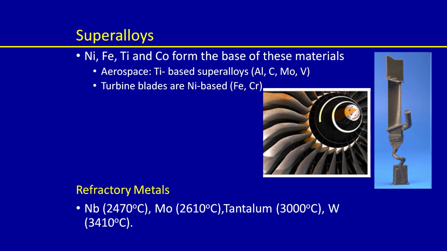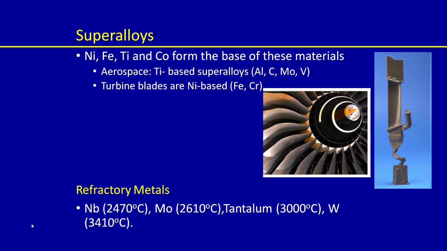Some of the superalloys contain about 14 elements, and they are the ones used as the blades of turbine engines. You can see here these blades of turbine engines are shown, and one is shown on the right hand side. They are used in plane engines, but you can also have refractory metals.